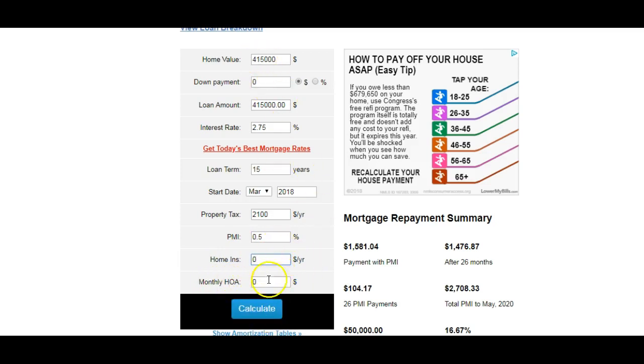So some of these will be different for every question. Home value will change, down payment will change, interest rate will change. Loan term will either be 15 or 30 years. Property tax will change. I think PMI is pretty much the same for every question. And I think home insurance is either going to be the 0 or the 1,000, and the monthly HOA will remain the 0. But it'll tell you in every question what to type in and what to leave how it is. So then we hit calculate.